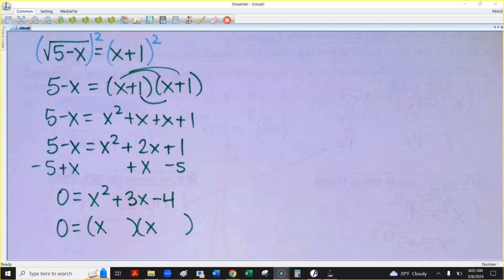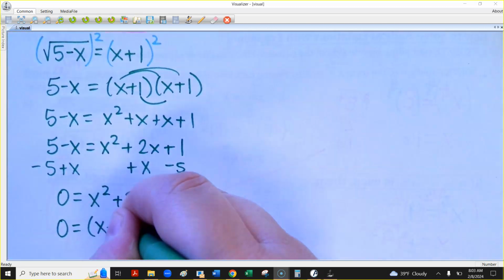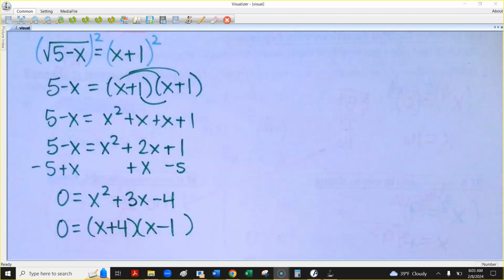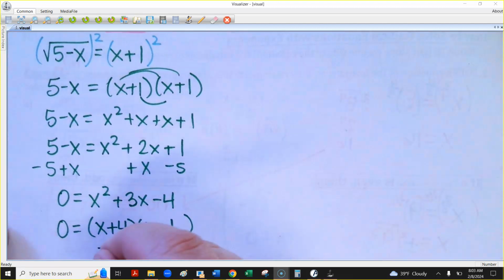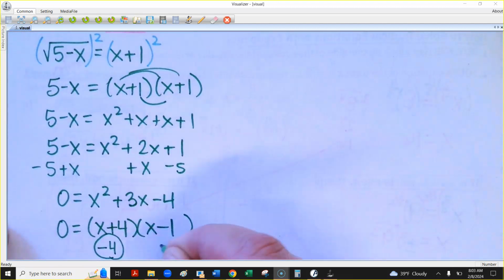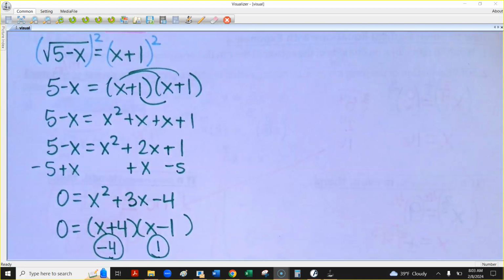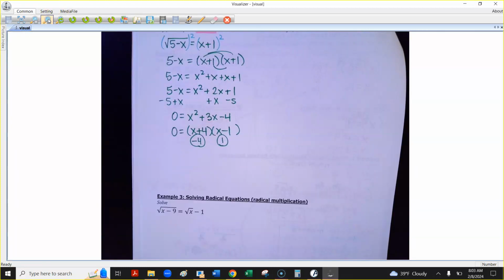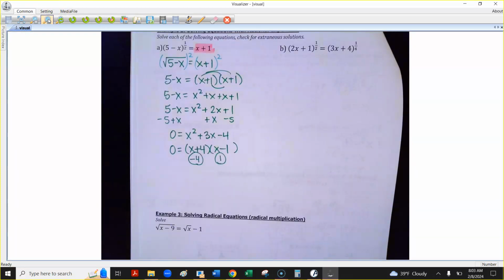Yes, okay. So one of these will be a +4, one of these will be a -1. If I do 4 times -1, that's -4. 4 plus a -1 or 4 minus 1, that's going to give you a 3. Now, actual answers, whatever sets those equal to 0. So -4, +1. Okay, now we just got to check really quickly. And I wrote too big, so I'm going to zoom out on this real quick so you can see the original problem up here. I can't have a square root equal to a negative.